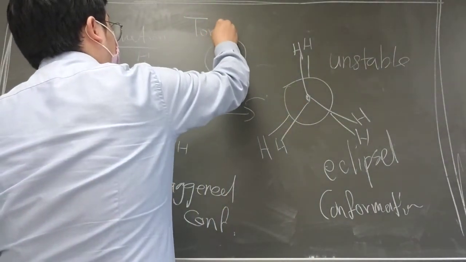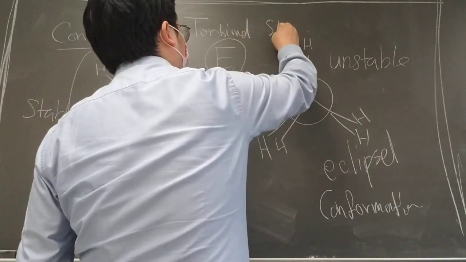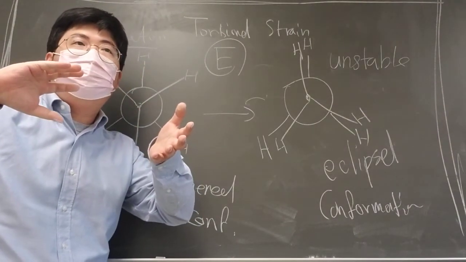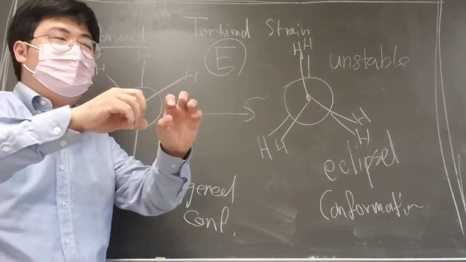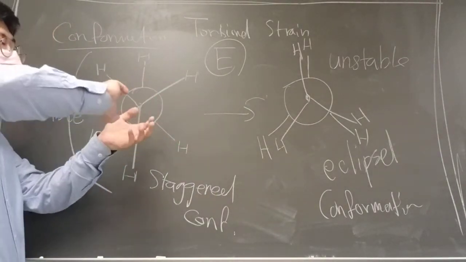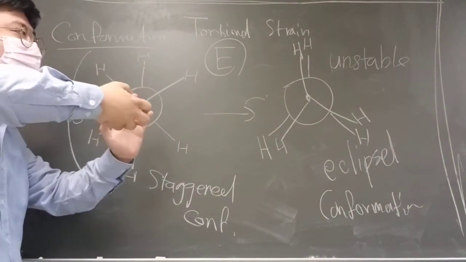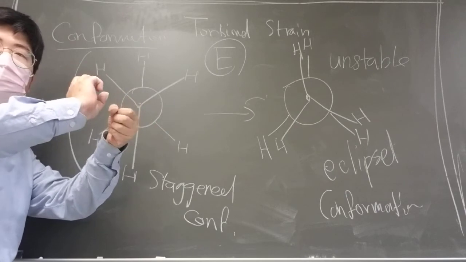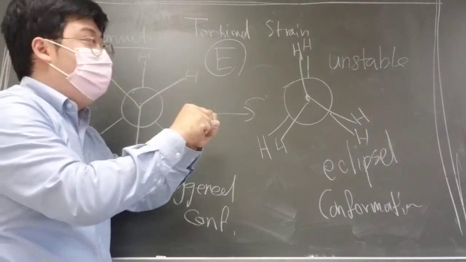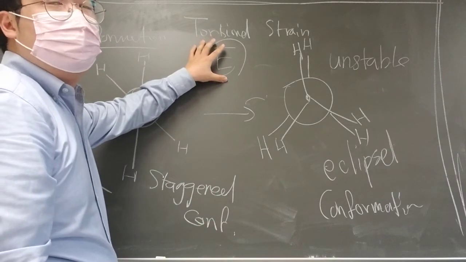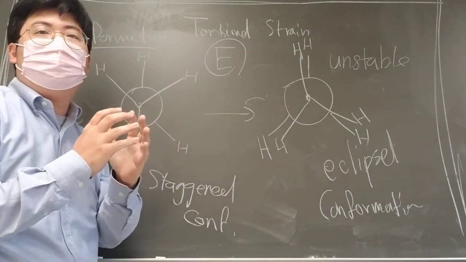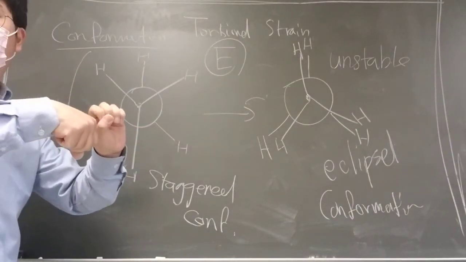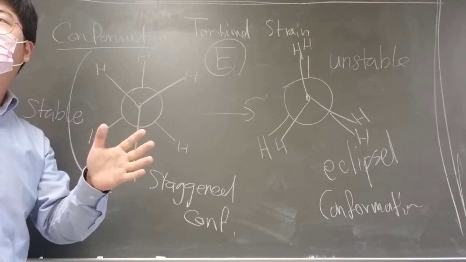Torsional strain. You know what torsion means, right? Torsion simply means you're twisting it, and twisting is more like rotating. When you rotate it, you experience resistance, so you need to use a certain amount of energy. This is what we call torsional strain, because this is the amount of energy you need to use to make it twist, or you can say rotate. It kind of makes sense, right? So far so good? Perfect.